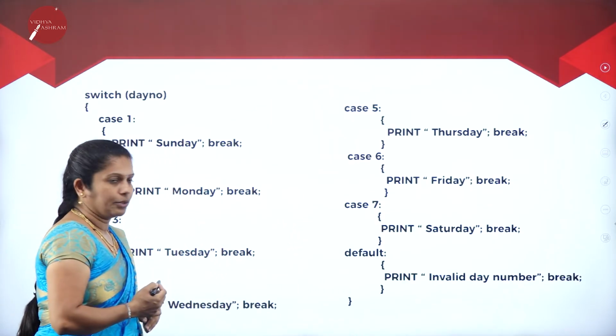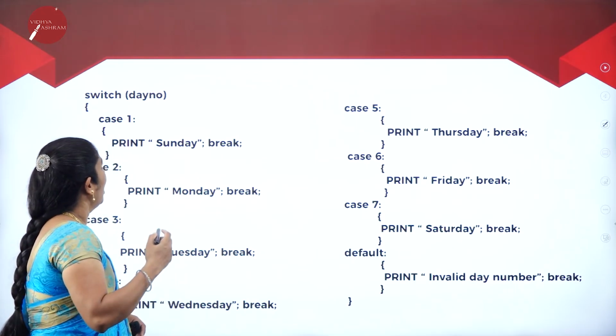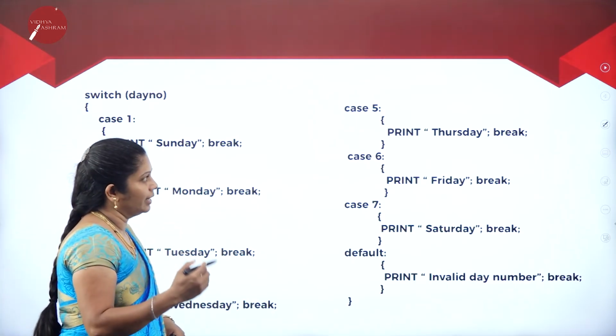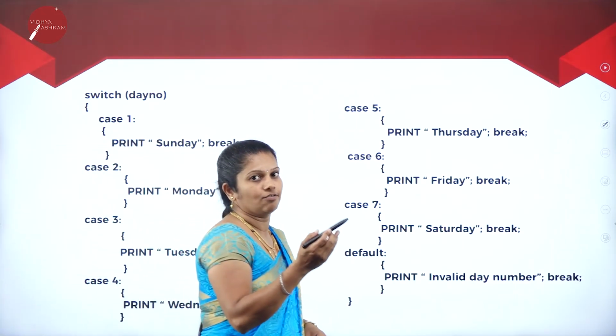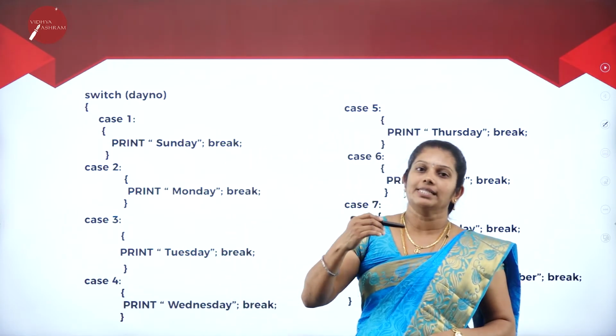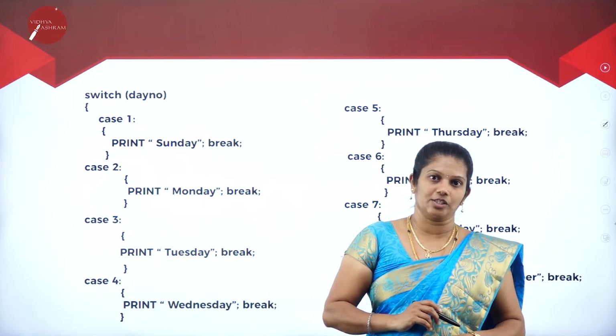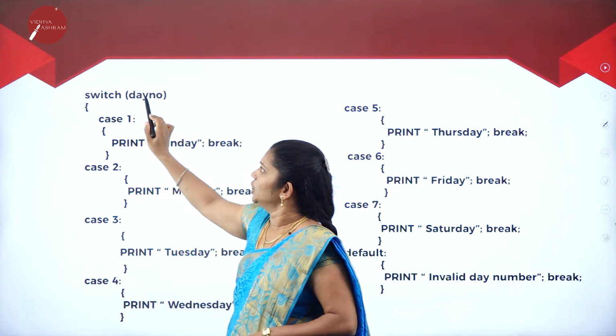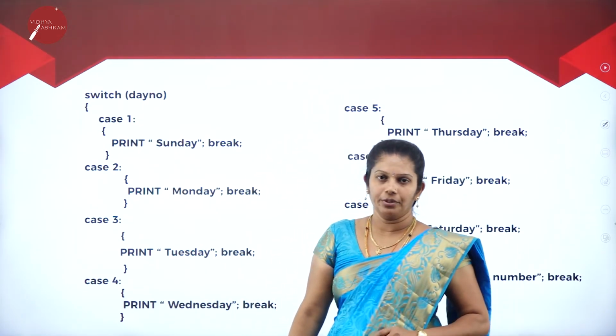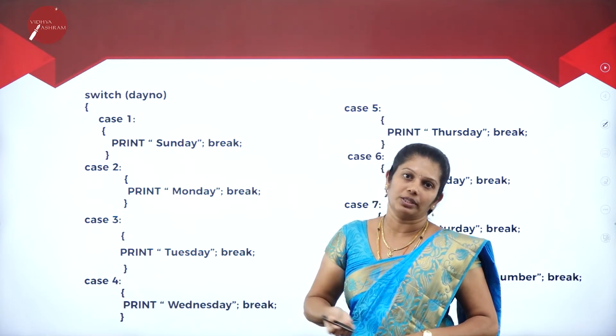Then here I am going to write one example. Consider I want to display whether it is Sunday, Monday, Tuesday, Wednesday, Thursday, Friday, or Saturday. Then after Saturday, what does it have to display? It is an invalid date. For that sake, I am going to write switch day number. Whichever day you want, 1, 2, 3, 4, you can write.